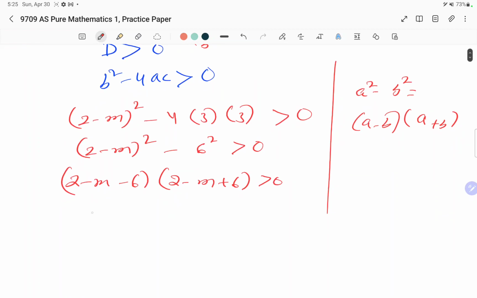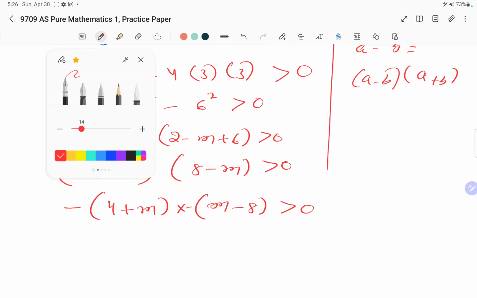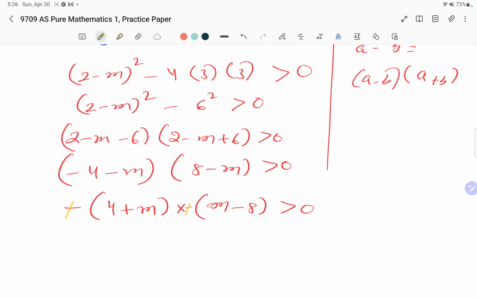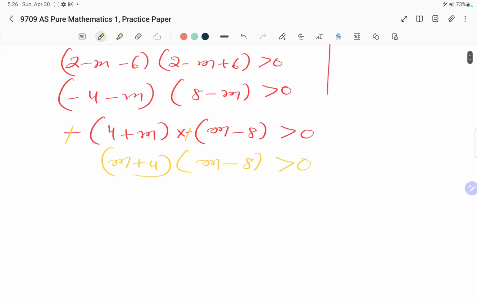Now I got 2 minus 6, which is minus 4, then minus m, and this is 2 plus 6, which is 8, 8 minus m greater than 0. We can take minus common from here, then 4 plus m, times, we can take minus common again from here, then m minus 8 greater than 0. Then this minus and this minus will combine together and the sign will be positive. So m plus 4 times m minus 8 greater than 0.